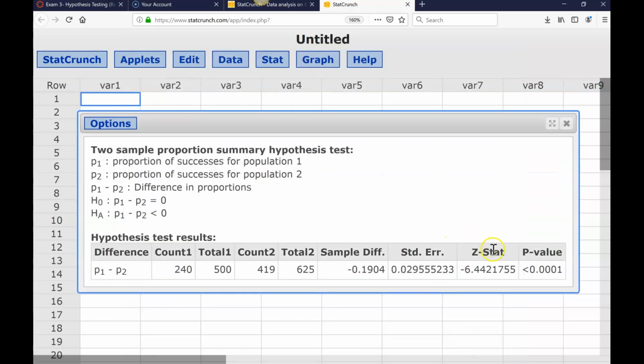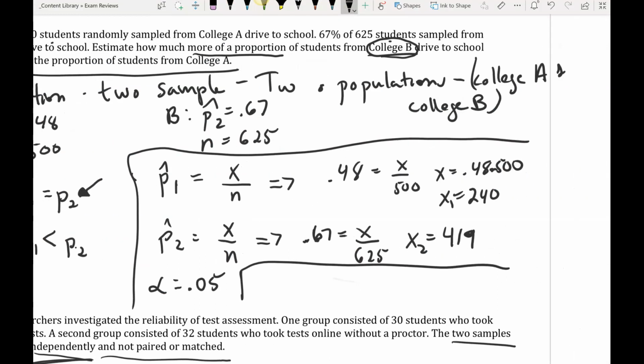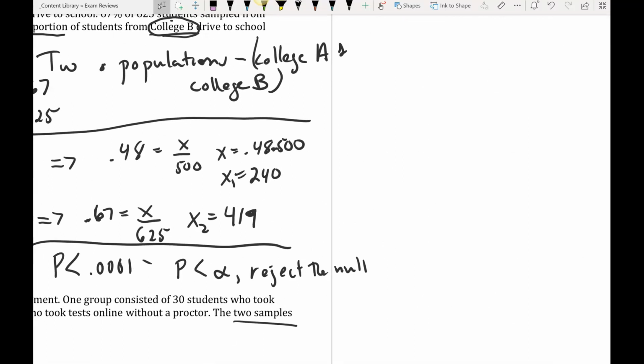So now I go in, and now I've got a p-value of less than 0.0001. Okay? So I've got all my data in here, all my information. So now I've got P is less than 0.0001. So consequently, that is P is less than alpha. So I'm going to reject the null. Now I have what my conclusion is. Now I actually need to write out what my conclusion actually is. Okay? So let's go in and do that.